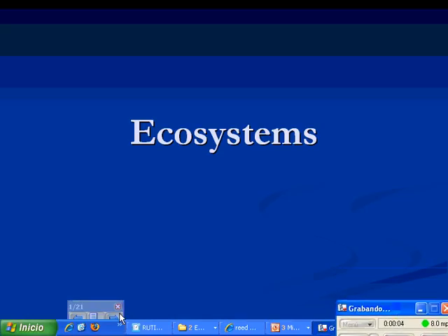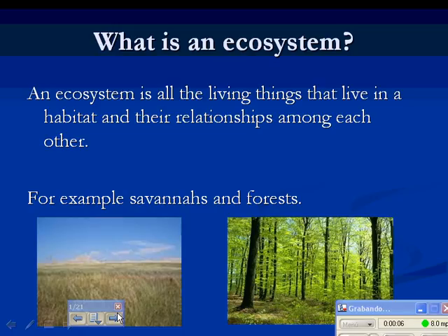Unit 6, Ecosystems. What is an ecosystem? An ecosystem is all the living things that live in a habitat and their relationships among each other. Examples of ecosystems include savannas and forests.